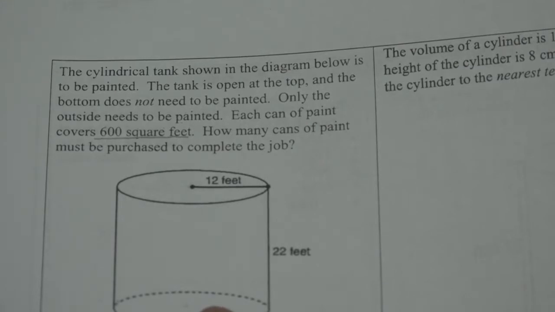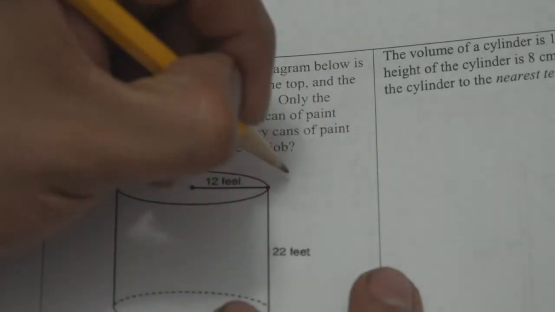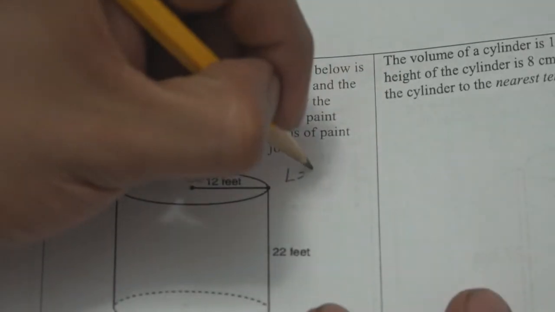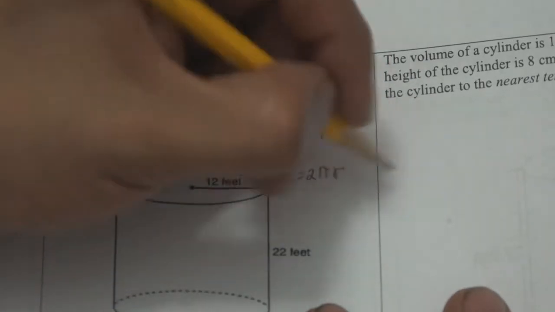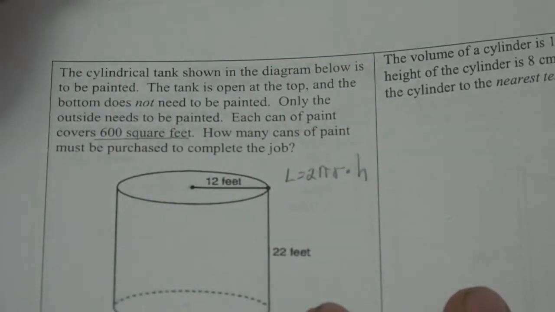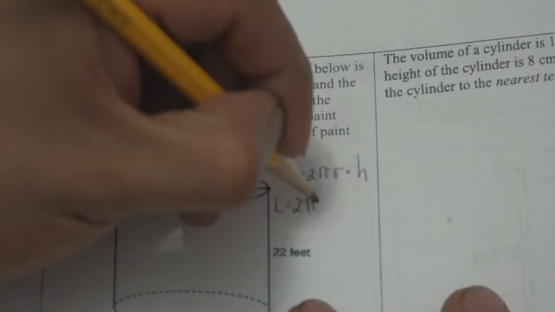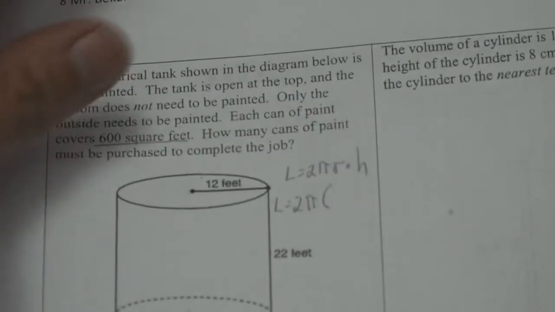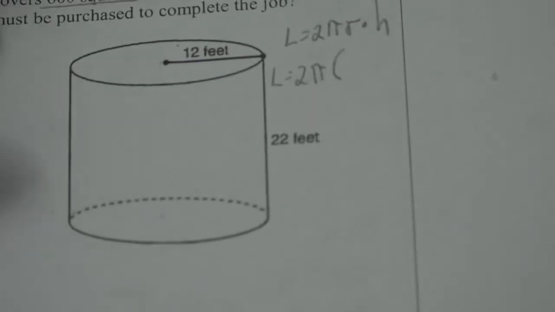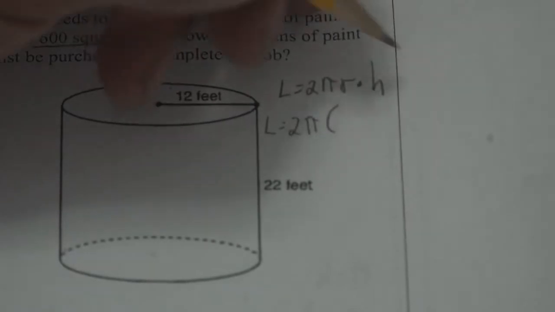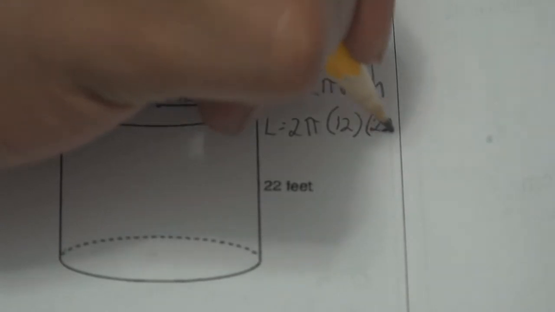All right. So I need the lateral area. And how do I find the lateral area of a cylinder? Easy. It's nothing more than the area of the rectangle. But when the rectangle forms a circle, then the length becomes the circumference, 2 pi r, and the width is the height. All right, so far so good. Let's do this. 2 pi times the radius, in this case 12. Yes, 12. All right. So now what? 2 pi times the radius, which is 12, times the height. The height is 22.